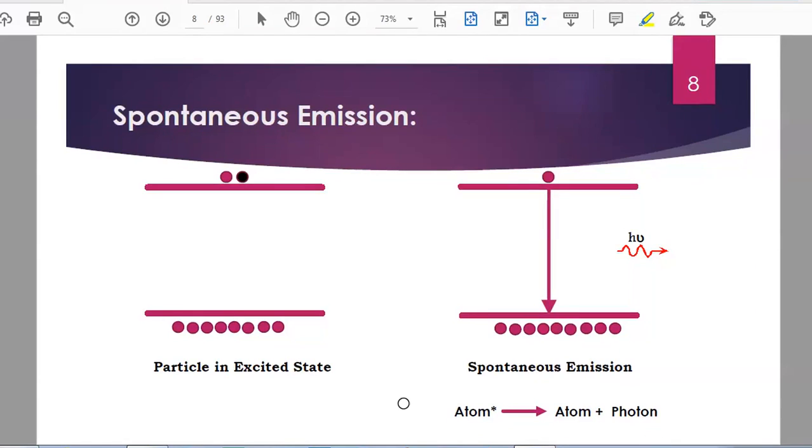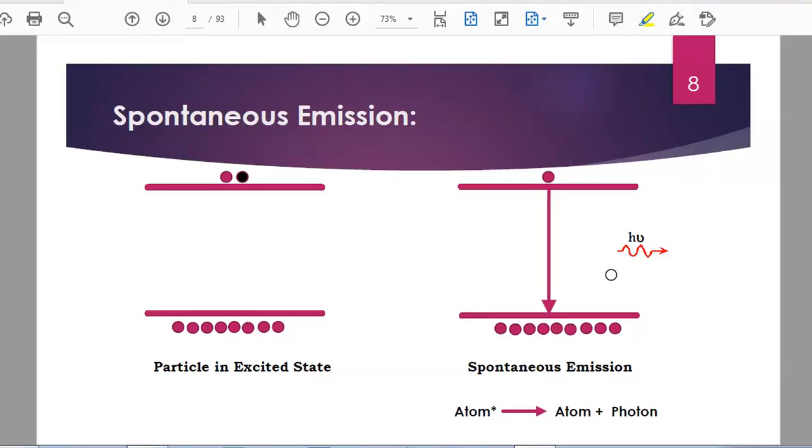Now whatever is in the excited state cannot stay there for a longer time. It has to decay to the lower level. If that excited particle decays on its own, automatically, then we know this process as the spontaneous emission process. Whenever it comes down from level 2 to level 1, it will emit a photon, almost the same amount of energy that was absorbed by this atom, that is h nu. So this process, if happening on its own, we call the spontaneous emission process.